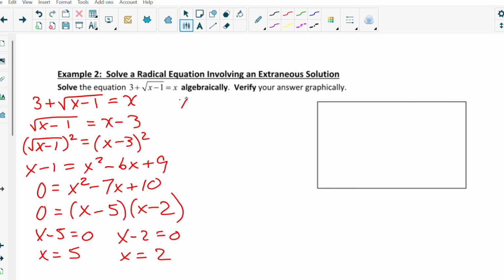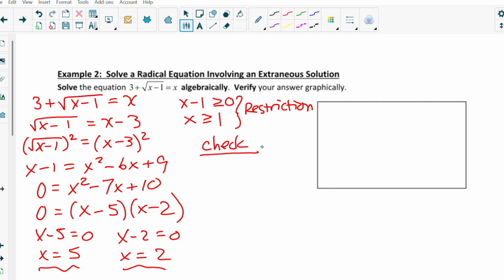Let me check for restrictions. So x minus 1 must be greater than or equal to 0. X must be greater than or equal to 1. Well, here's my restriction. Right now, both of these meet that restriction, but let's check our answer. So check.